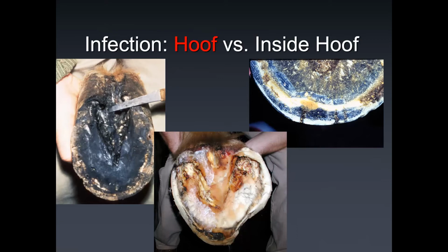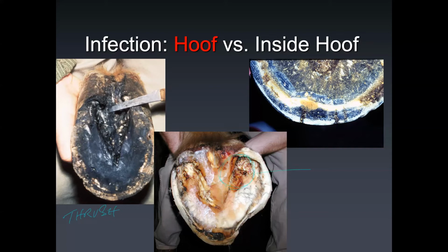I'm going to split it into infection of the hoof and infections inside the hoof. This picture on the left, this animal had a pad on for a long time, and it probably had some silicone under that pad, and it had a prolonged amount of moisture. You can see that the frog is quite damaged. That is what happens when presumably gram-negative and anaerobic bacteria get to multiply, and they cause the frog to degenerate.